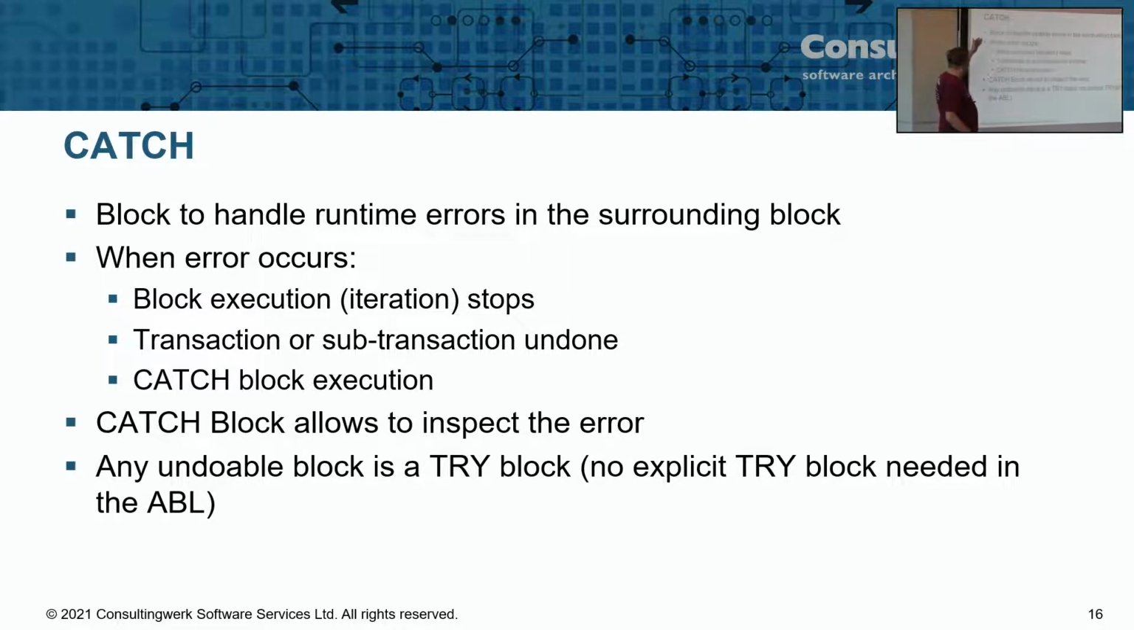And when you use catch blocks, what happens? The block execution stops at the statement with the error. The transaction or subtransaction is undone too, and then the catch block is executed. Within the catch block, you can look at properties of the error object. So for a progress runtime error, you could, for instance, inspect the error number to see if it's a record not on file or something more critical, and decide how you act based on that.